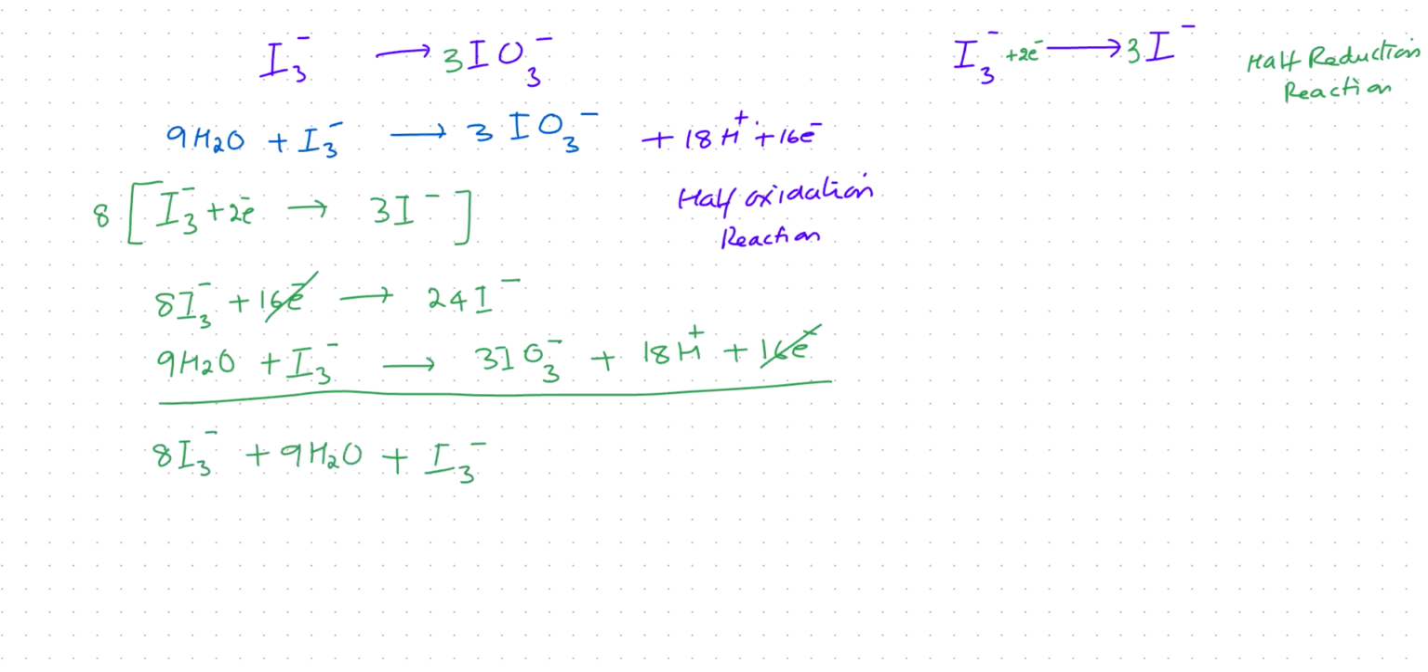Now we write all the products together. So 24 I negative plus 3 IO3 negative plus 18H plus. So now this equation is balanced. I hope now you understand how to balance this reaction in acidic solution.